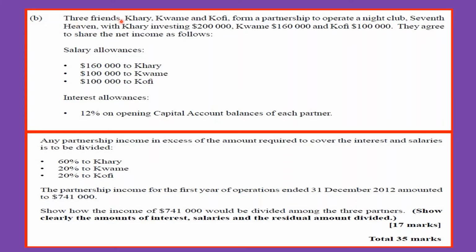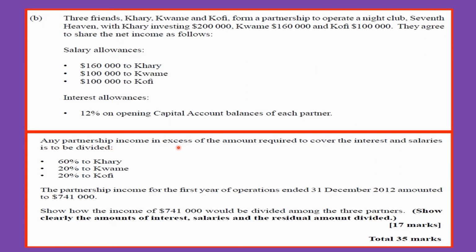Three friends, Kari, Kwame, and Kofi, form a partnership to operate a nightclub, Seventh Heaven, with Kari investing 200,000, Kwame 160,000, and Kofi 100,000. They agree to share the net income as follows: salary allowances 160,000 to Kari, 100,000 to Kwame, and 100,000 to Kofi. Interest allowances 12% on opening capital account balances of each partner.